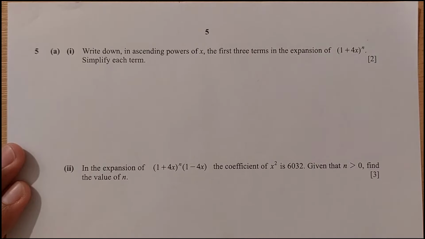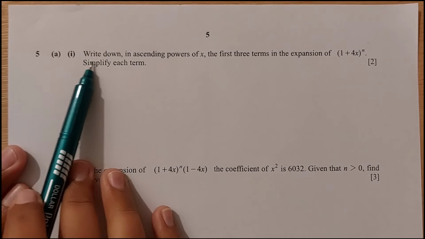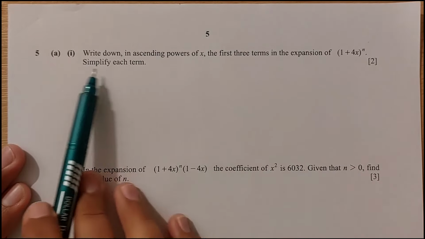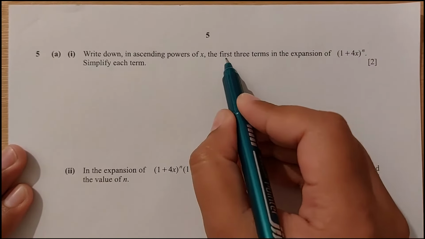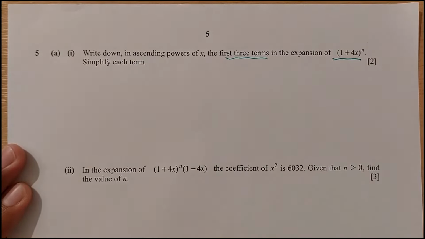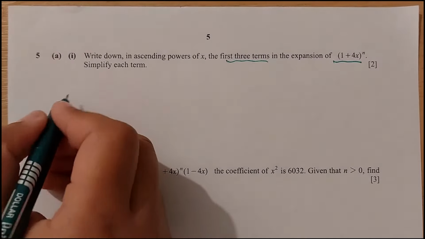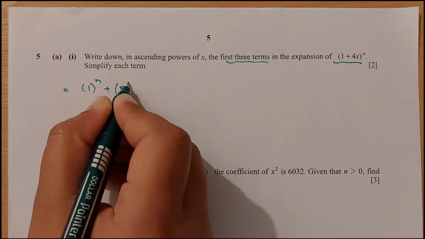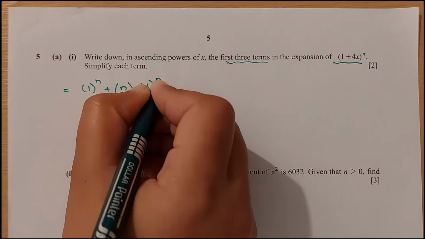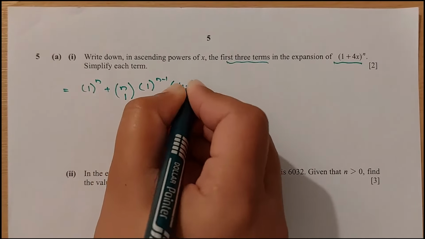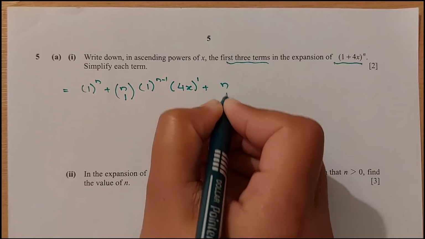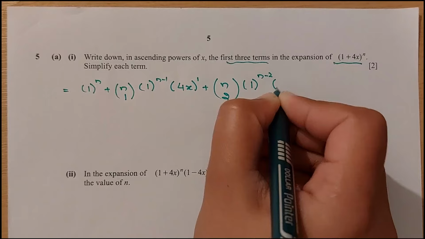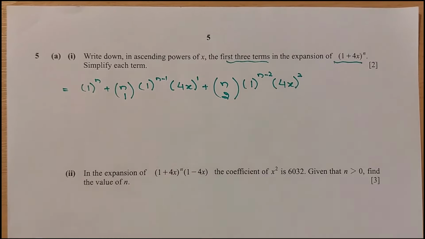Question number 5 in part A. Write down in ascending powers of x the first 3 terms in the expansion of this. Simplify each term. We need to write down just the first 3 terms for this: 1 plus 4x, exponent n. Right. So the first term is 1 exponent n, plus nC1 times 1 exponent n minus 1, the second term exponent 1, plus nC2 times 1 exponent n minus 2, the second term exponent 2. So these are the first 3 terms.